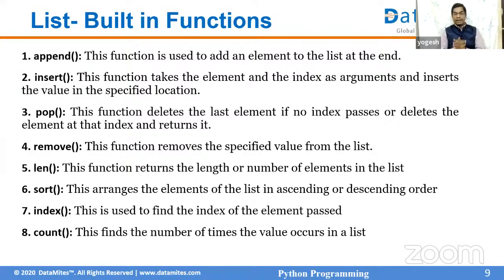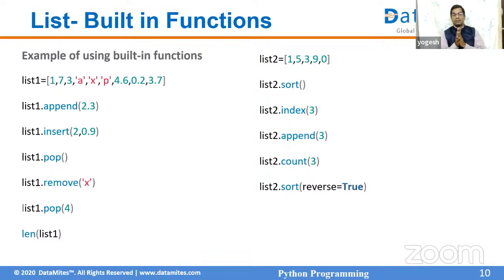Index of, I can use to find the specific index of the element that is passed. In the same way, I can use the count function, which gives the number of times a particular value is repeated. Now all these 8 built-in functions, I am just going to put in one slide. You can see that I have just made it like this. We will run this in the Jupyter notebook.